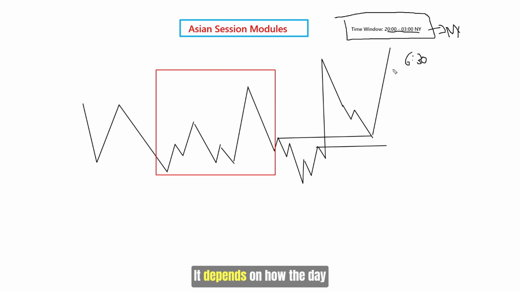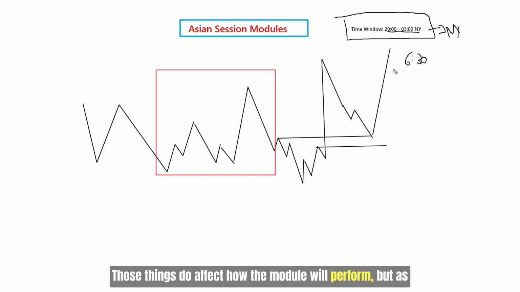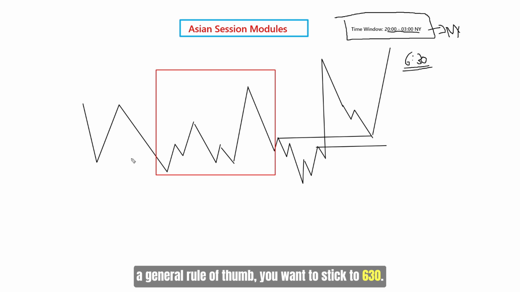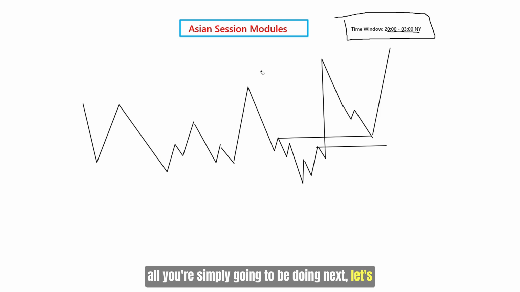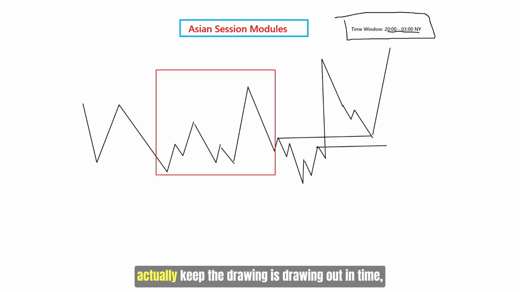It depends on how the day is structured regarding news events coming, potential fundamental catalysts going on. Those things do affect how the module will perform. But as a general rule of thumb, you want to stick to 6:30. Now, once you've identified your highest high and lowest low within the time window that I've given you, all you're simply going to be doing next, and let's actually keep the drawing, is drawing it out in time and using that as your liquidity pool draws.